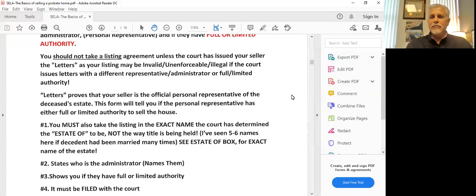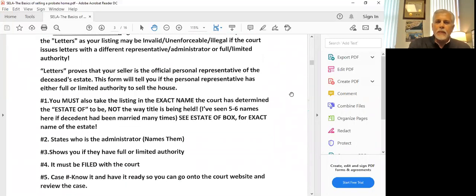the power of administration to another brother or sister. Now what do you do? He was in total chaos. The letters prove that the seller is the official representative of the estate.